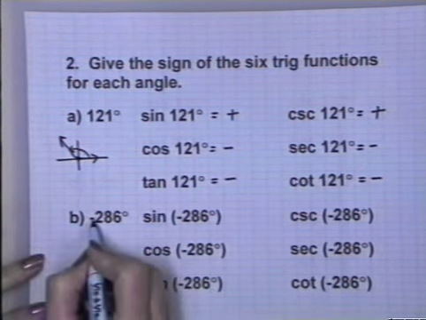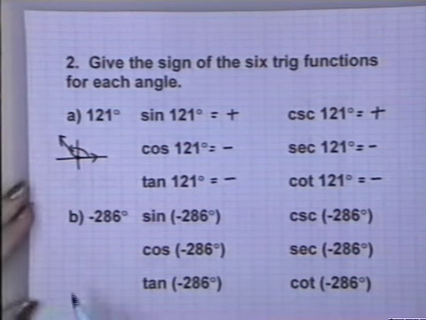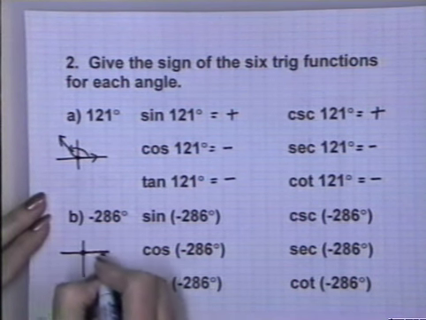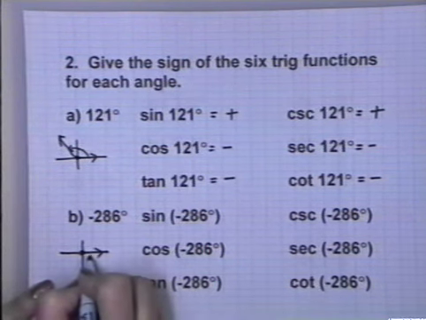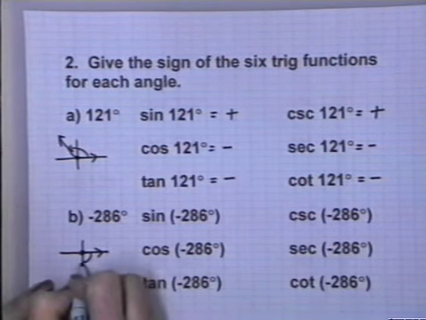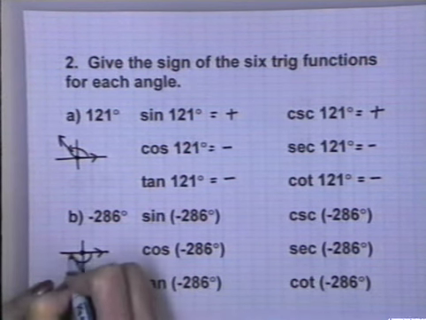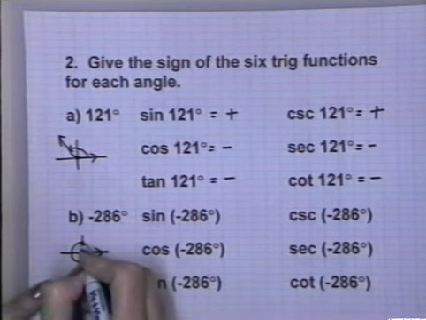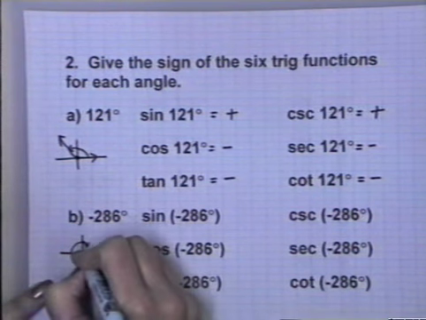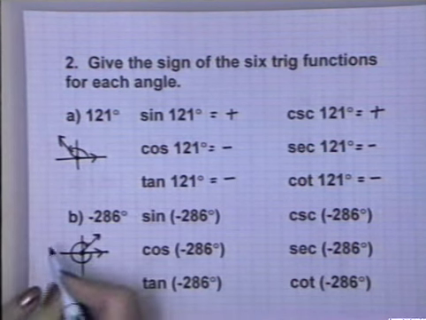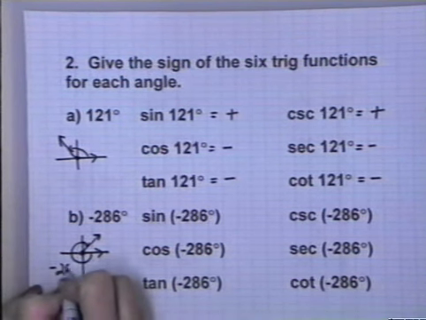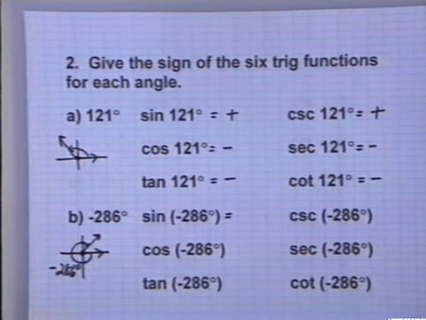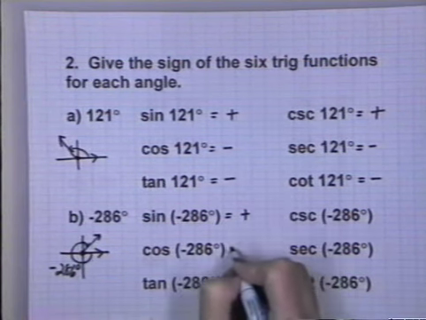For the B part, we have an angle that's negative 286 degrees. Well, if we draw that in standard position, we know negative goes clockwise, so I'd go 90. 90 more would be 180. 90 more would be 270, and I know that all the way around is 360, so I know that negative 286 would have a terminal side in the first quadrant, don't I? And so what about all the functions of this angle? They would all be positive.